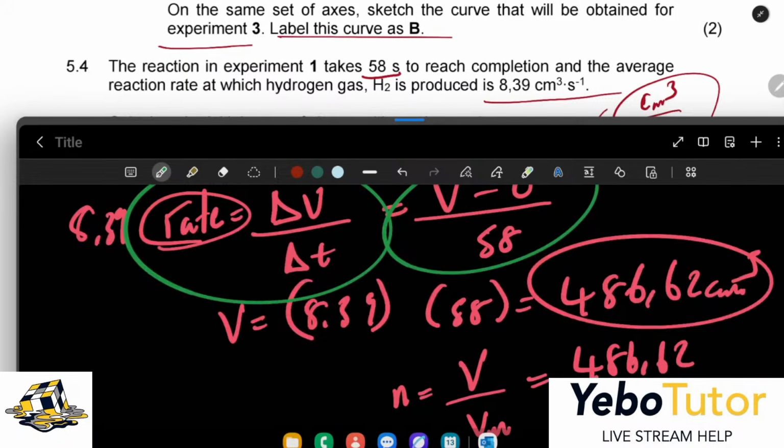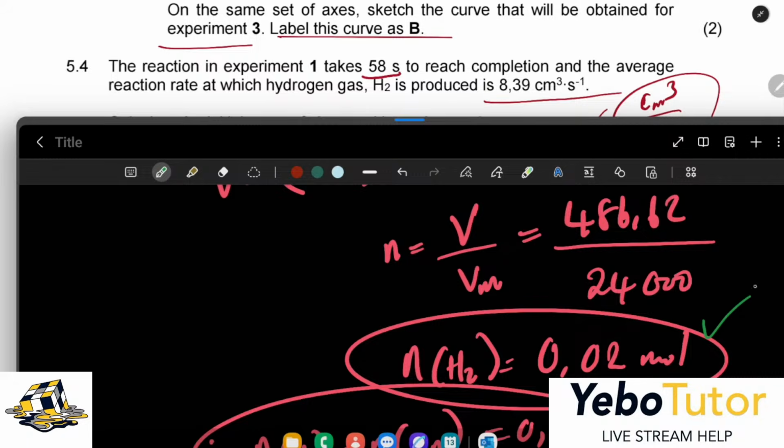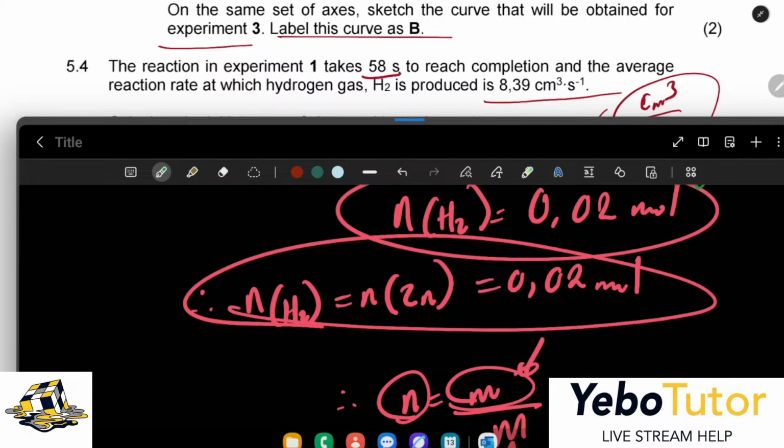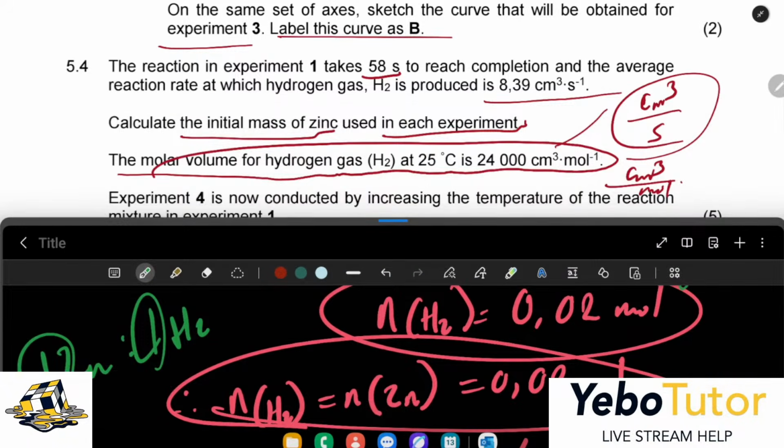So we use that one, and you are able to get our number of moles. Then we did a mole ratio there, and we can show that zinc to H2 is just 1:1. So the number of moles of H2 is equal to the number of moles of zinc. Then you can equate both to each other.